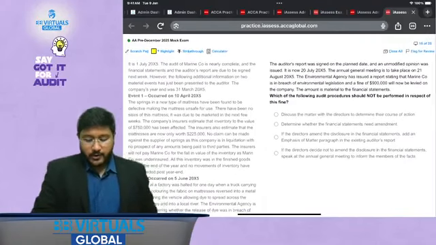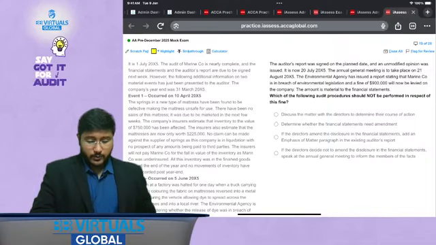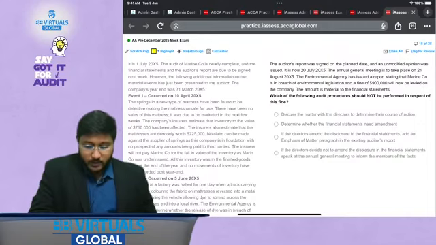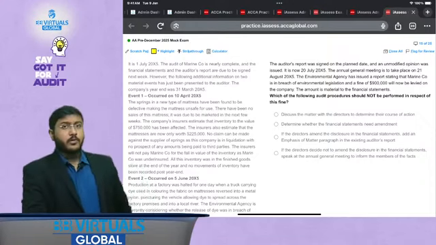the auditor's report was signed on the planned date and an unmodified opinion was issued. It is now 20th July 2025. The annual general meeting is to take place on 21st August, that is after 1 month. The environmental agency has issued a report stating that marine company is in breach of environmental regulations and a fine of $900,000 will now be levied on the company. The amount is material to the financial statements. Which of the following audit procedures should not be performed in respect of this fine?